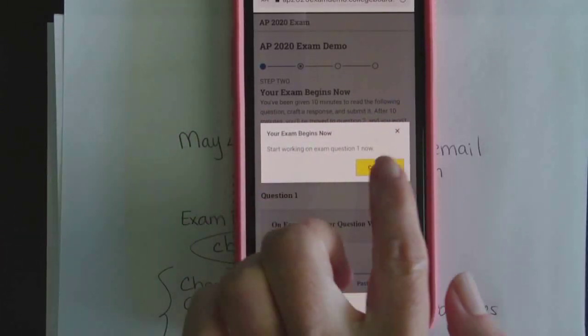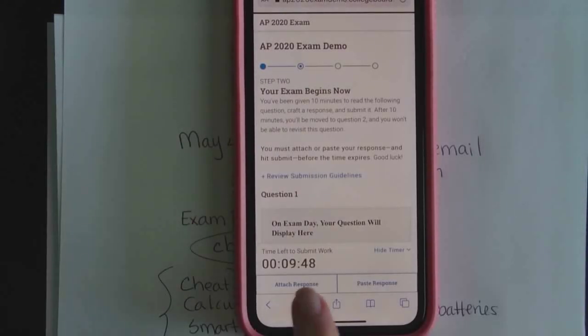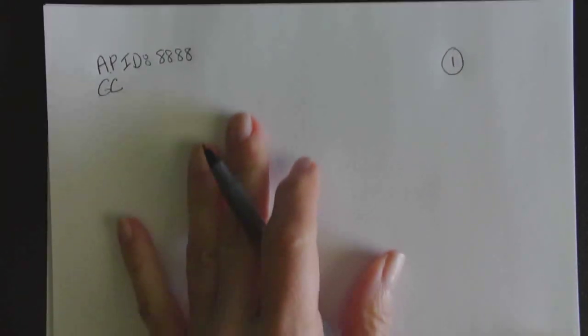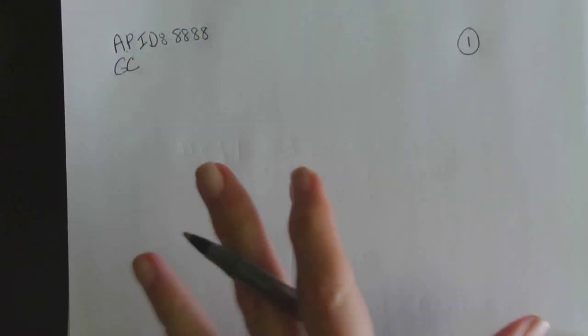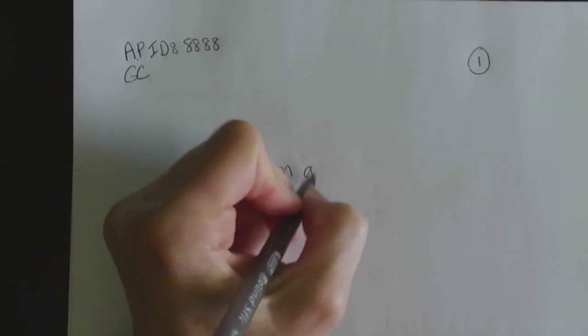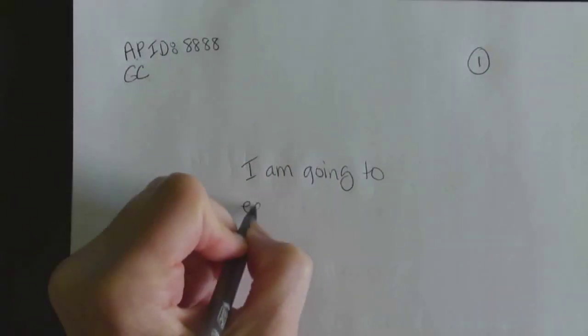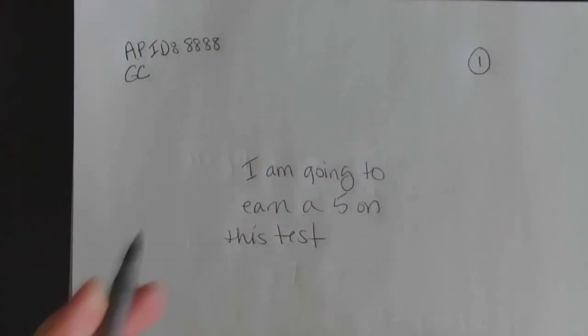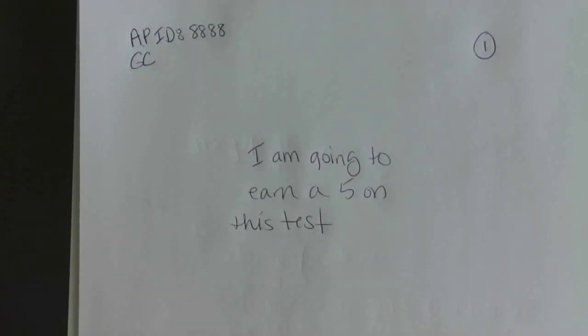Okay, so you should get some type of a notification. Your exam begins now. Start working on exam question 1. So we're going to hit continue. Okay, now you see I'm on the clock here. They're giving me 10 minutes to submit my work. So you've got to imagine, guys, you have been working for 20 minutes. You have all of this done and you're ready to go. So maybe my work looks like this. I am going to earn a 5 on this test.